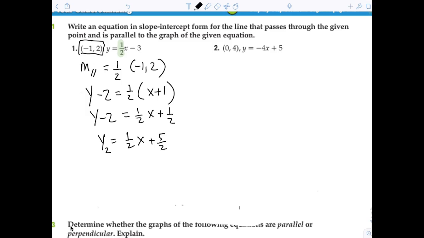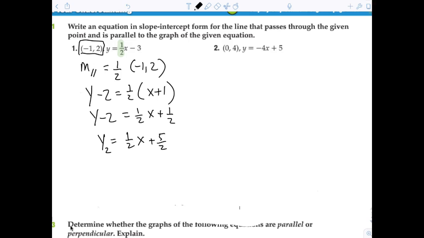Anybody have any questions? On your calculator, you should have a line, you should have a point, and you should have another line that's parallel to the first line that goes through that point. That's what you should have. All right, if you've got that, you are in fantastic shape.